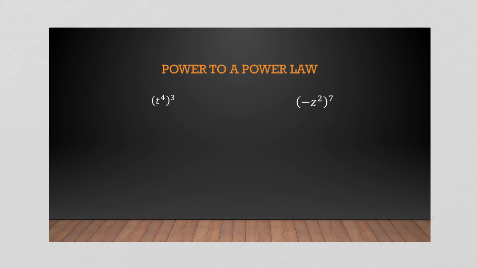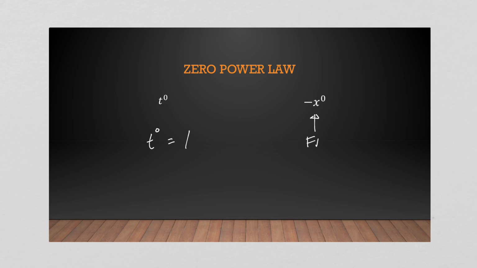Power to power, same deal. T to the 4 times 3, which is t to the 12. Now here we have that situation where you have a negative on the inside, so look at the outer exponent. It's odd, so this is forever negative. So negative z to the 14. And then 0 power, well, t to the 0, just like everything else, is 1. But here, watch out for the negatives. This is a forever negative statement. -1 times x to the 0 means -1 times 1, so we get -1.